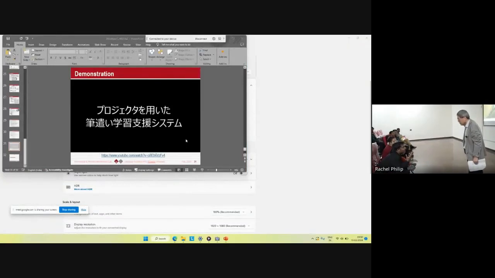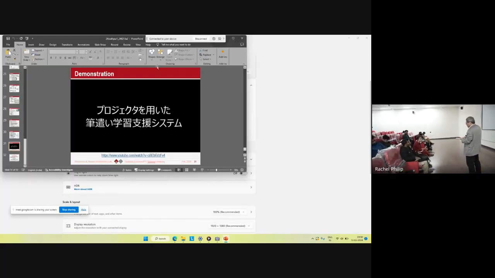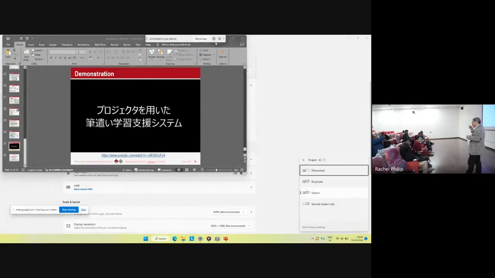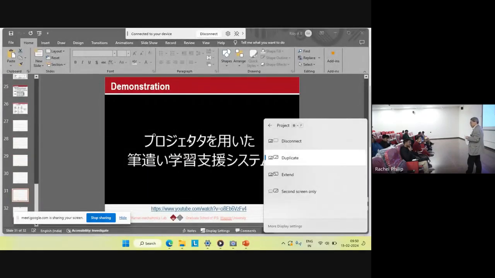VR? What is the meaning of VR? Yes, this is really projected, but it can also be realized in virtual spaces, of course. For example, if you use a head-mounted display, you will be able to see this kind of stroke writing trajectory in your virtual space, of course.